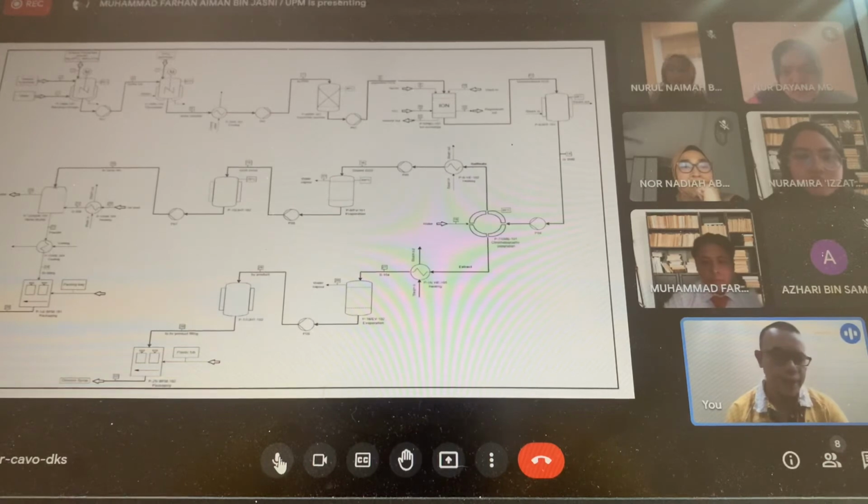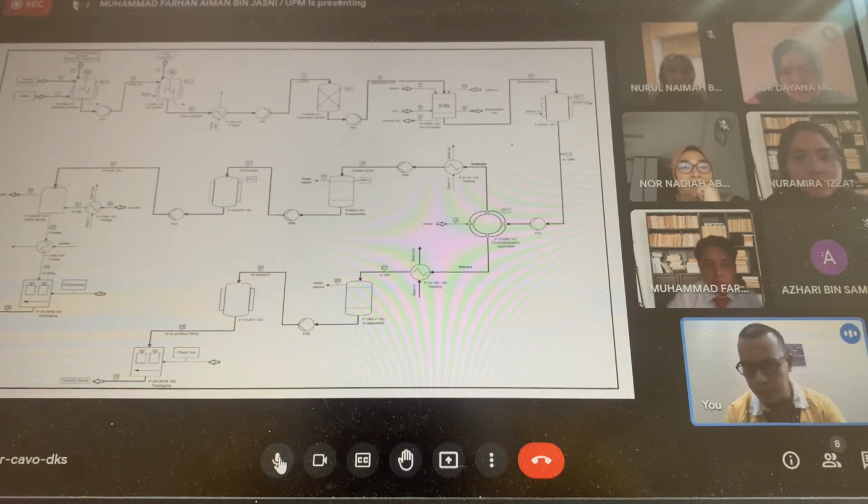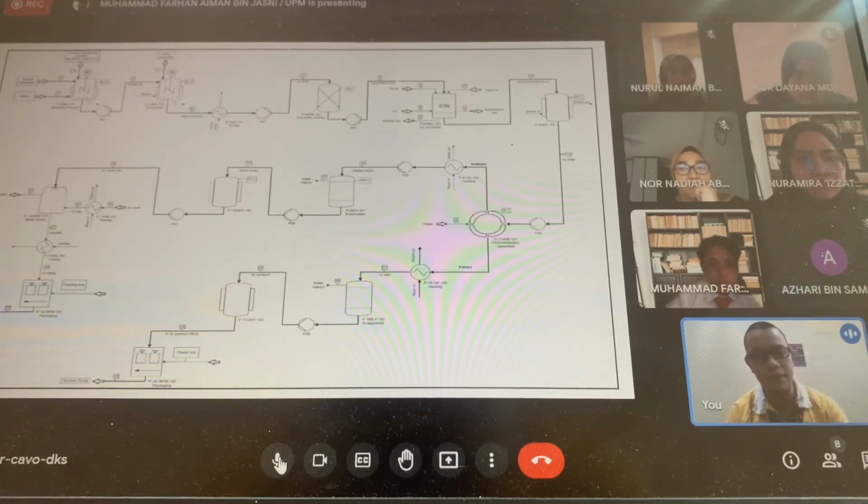Okay, so far a very straightforward process, I see. So we can see here, I just want to see where is the last part before going to packaging? Can anyone explain, before going to the packaging?